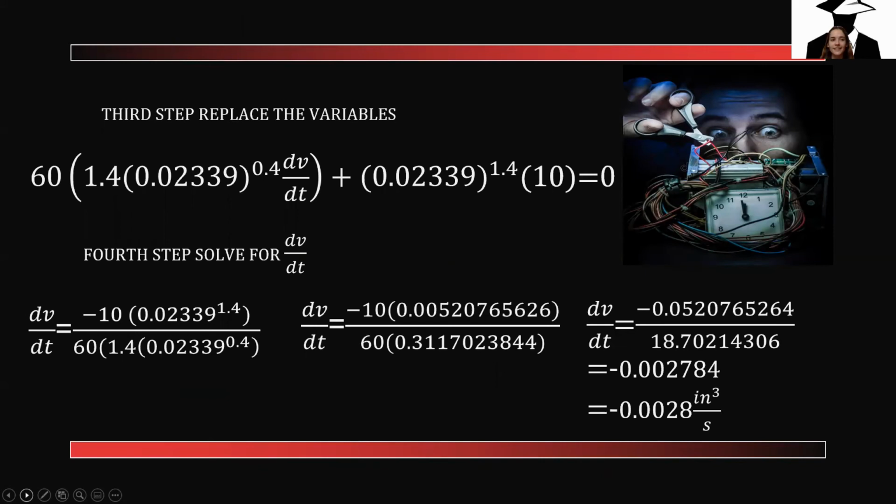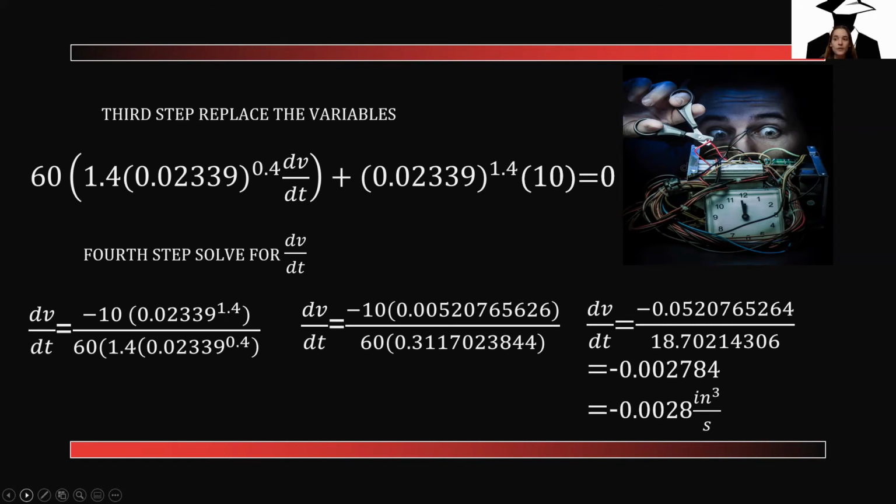The third step is to replace our variables. As we know the pressure, we know the volume, and we know the rate of change of our pressure. So that will give us 60 times 1.4 times 0.02339 to the 0.4 times dV/dt plus 0.02339 to the 1.4 times 10 equals 0. And then we're going to solve for what we're looking for. As you see, the only variable we don't have is the rate of change of volume, which is what we need.